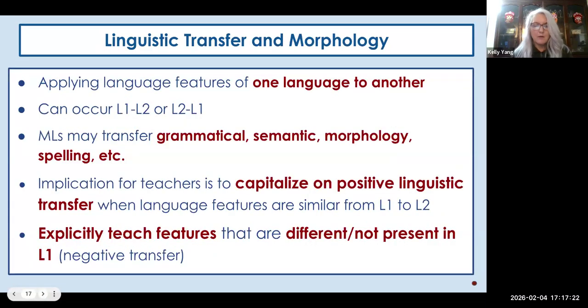So you all know this part. We can apply language features from one language to the other. Students can transfer grammatical concepts, semantic concepts, morphology, spelling, etc. We all know that we're going to capitalize on positive linguistic transfer, but be aware that there is negative transfer, and we'll show you some examples of both in the upcoming slides.